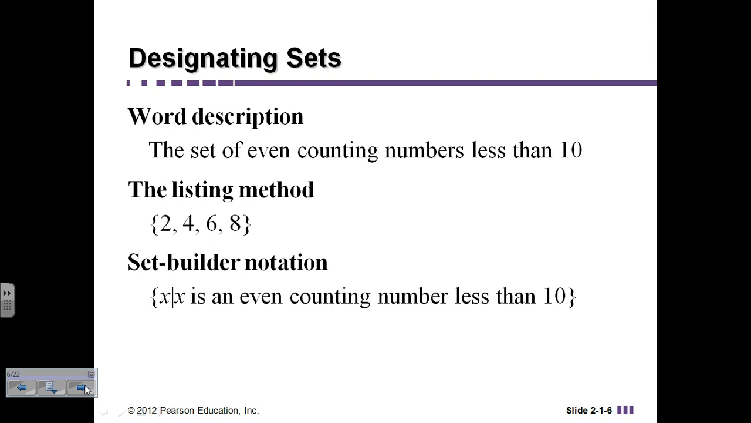Or I could use set builder notation, which is read x such that x is an even counting number less than 10. Let me say that one more time. x such that x is an even counting number less than 10. It doesn't have to be x, it could be any other variable that you choose, but typically we do use the variable x.